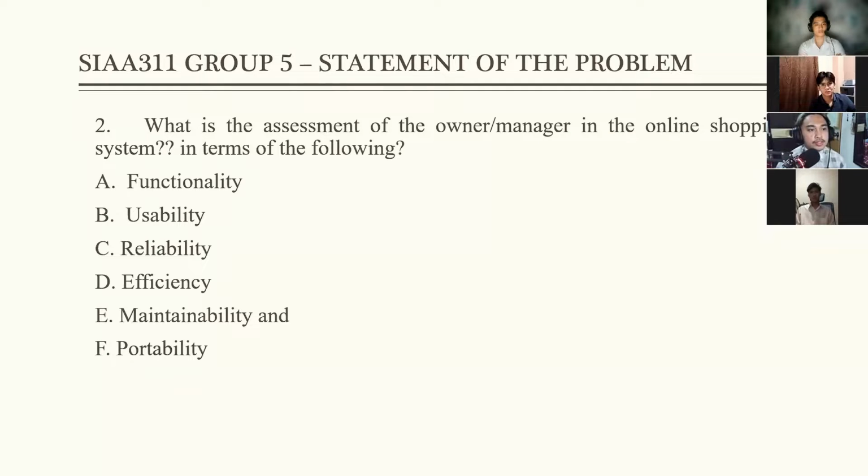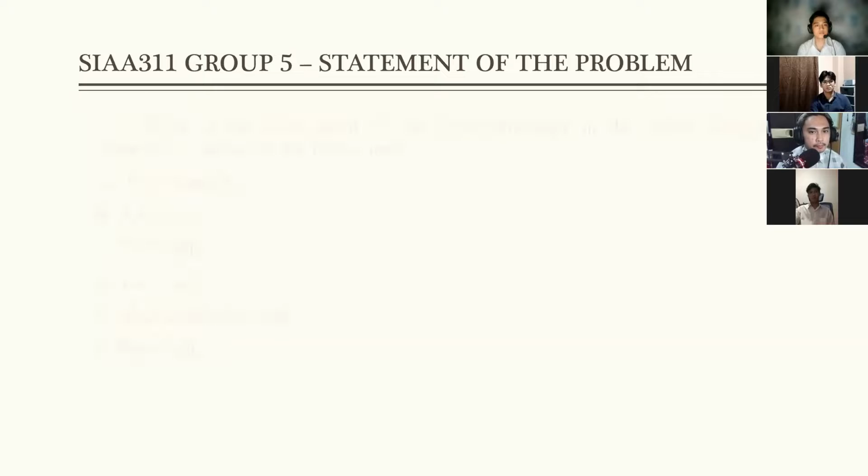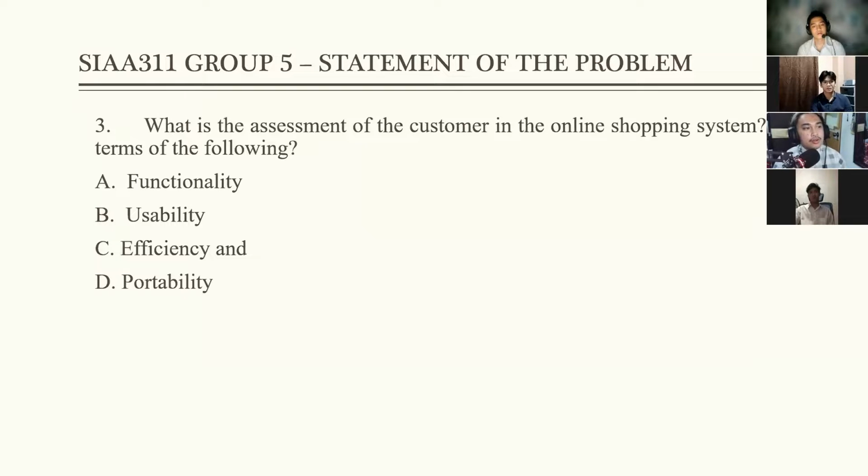Number 2. What is the assessment of the owner-manager in the online shopping system in terms of the following? A. Functionality. B. Usability. C. Reliability. D. Efficiency. E. Maintainability. And F. Portability. Number 3. What is the assessment of the customer in the online shopping in terms of the following? A. Functionality. B. Usability. C. Efficiency. And D. Portability.